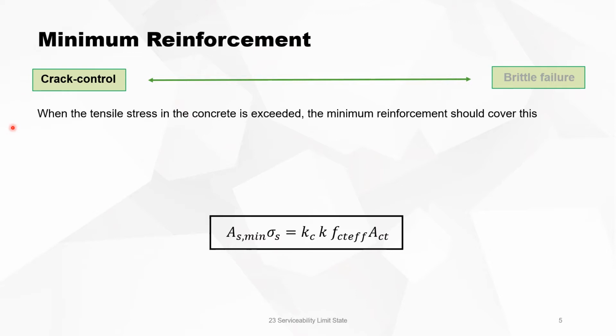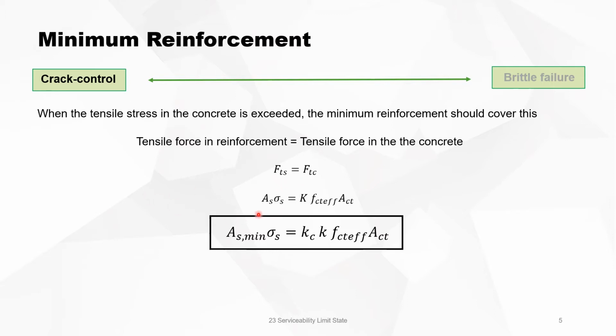When the tensile stress in the concrete is exceeded, the minimum reinforcement should cover this. That means that the tensile force in the reinforcement must be equal to the tensile force in the concrete, or the tensile force capacity of the concrete. It means that the total force FTS must be equal to FTC. The total force in the reinforcement is simple. It's the area of the reinforcement multiplied by the stress.